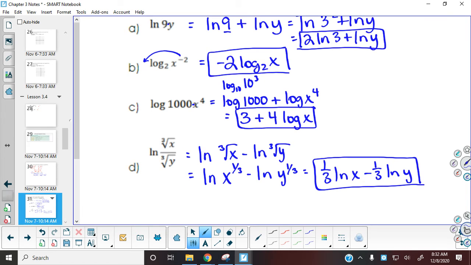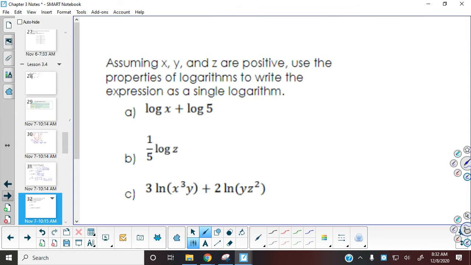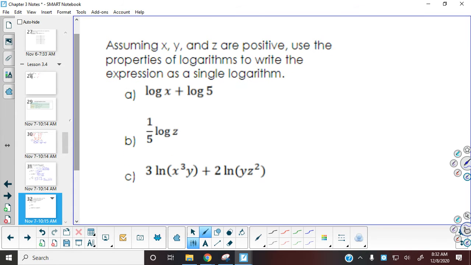Now notice, if we look at the next set, we are now going to write it as a single logarithm. So we're going the opposite direction. We are condensing this. Since we have a plus sign here, that tells us when we condense it that the x and the 5 are going to be multiplied together. So we have log of 5x.